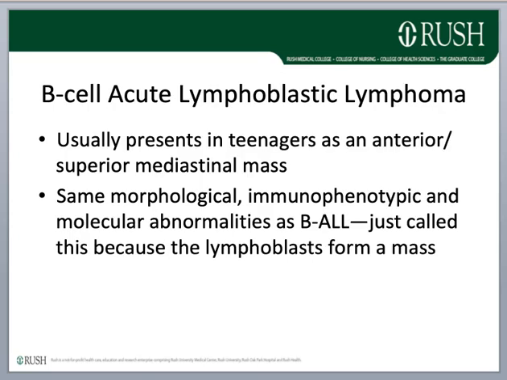B-cell acute lymphoblastic lymphoma has a characteristic presentation in teenagers as an anterior/superior mediastinal mass. It has the exact same morphological, immunophenotypic, and molecular abnormalities as B-ALL. We just call this lymphoma because the lymphoblasts form a mass, hence the "oma" at the end of the name.